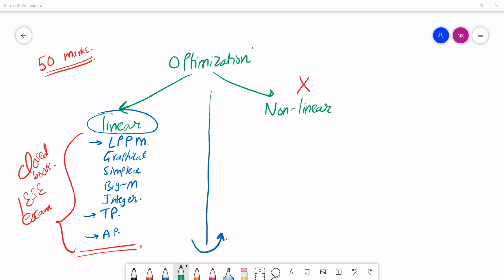Type of the questions, yes. Again I'm saying that I haven't set the paper, so I can't claim on the type of the questions, but I will be declaring the type of the questions and the exact duration of the exam in probably 4 to 5 days.